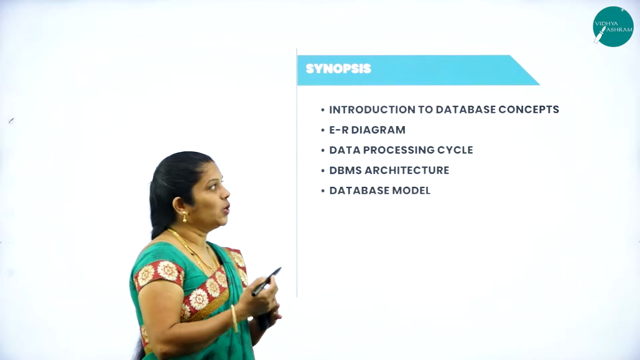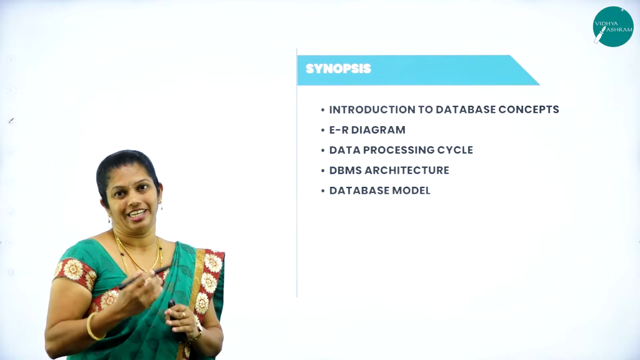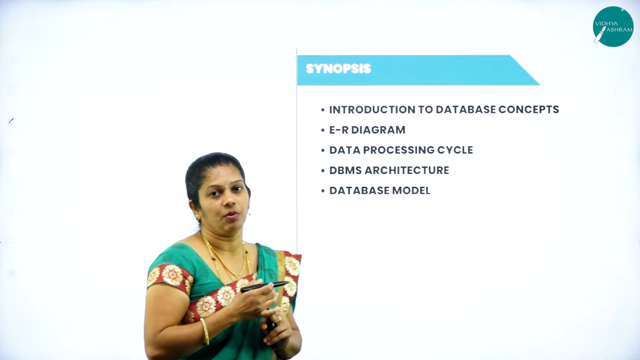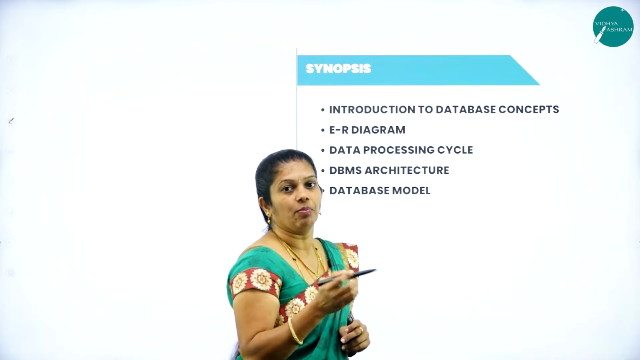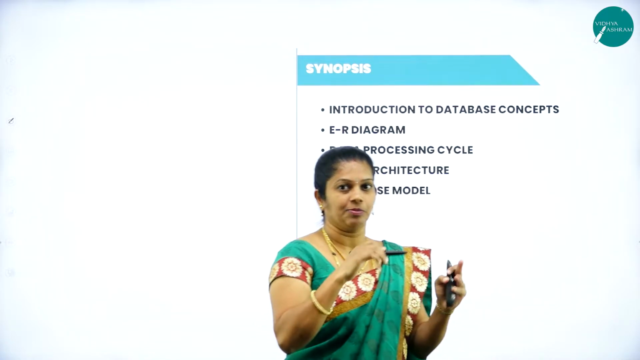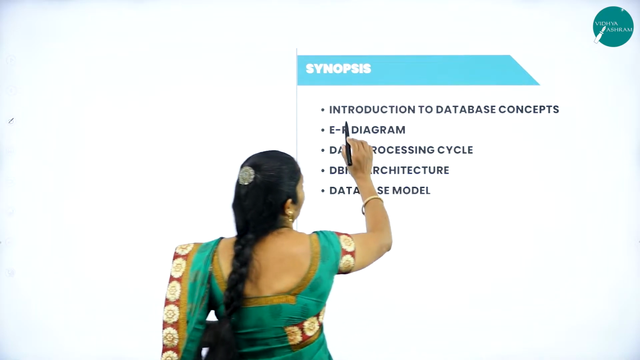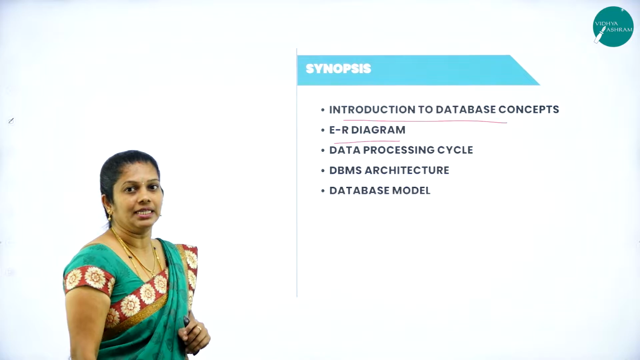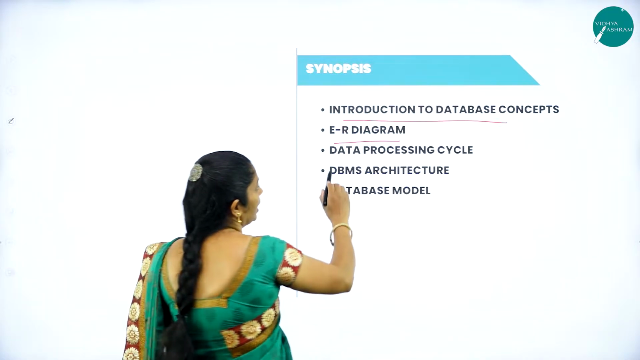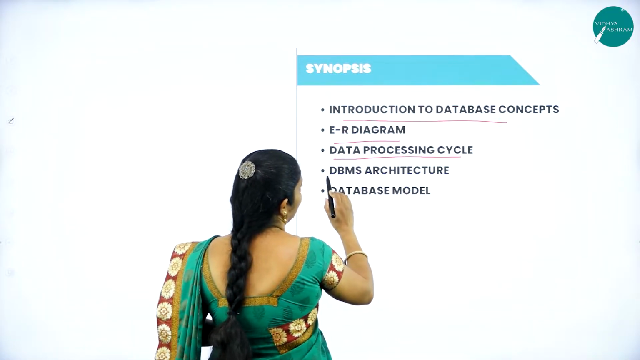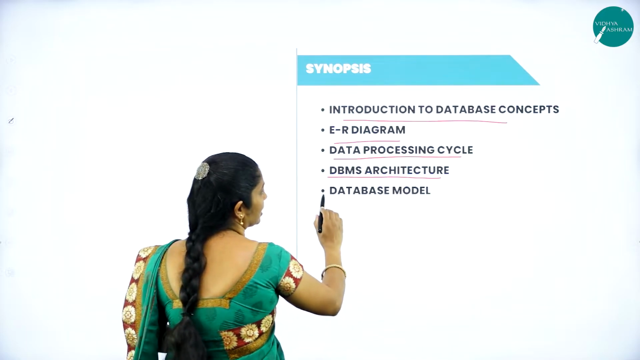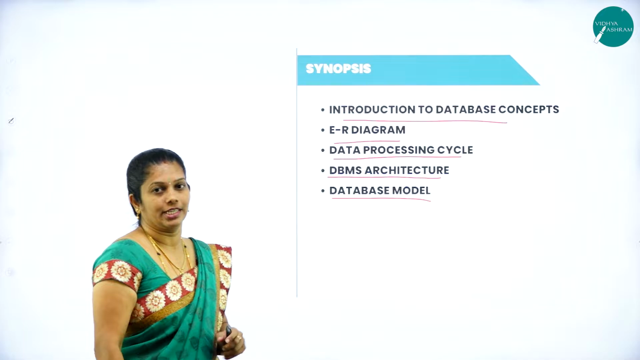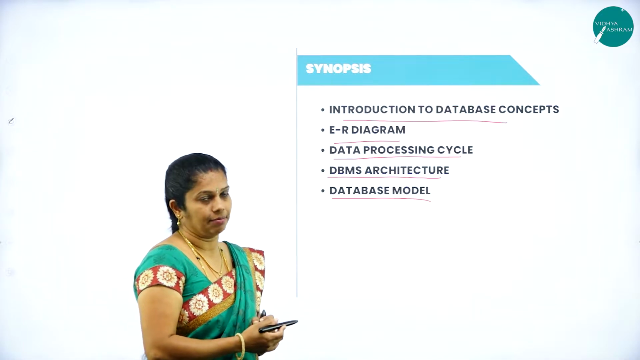In this chapter, you will study the introduction to database concepts: what is meant by data, information, how exactly it is processed, and the difference between manual and electronic data processing. Then the ER diagram, that is, the entity relationship diagram, the data processing cycle, DBMS architecture, as well as database models. These are the few major concepts you will study in this chapter.